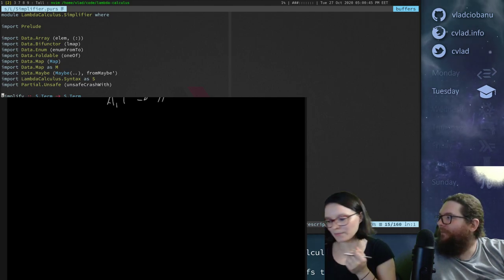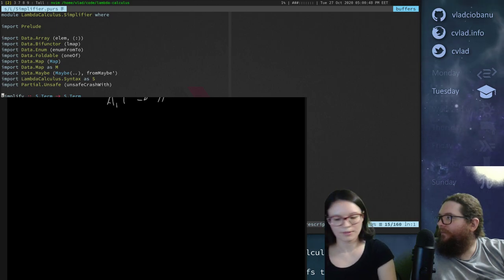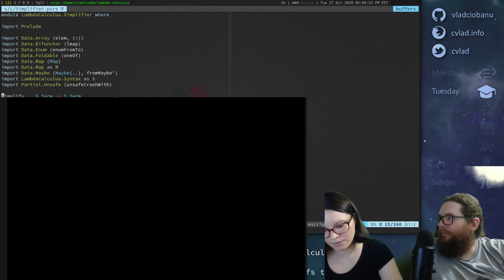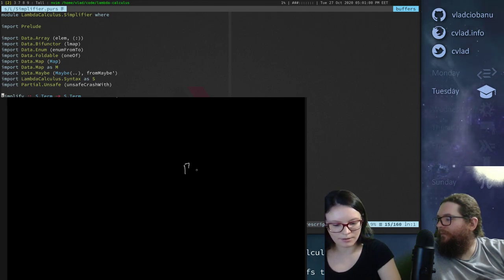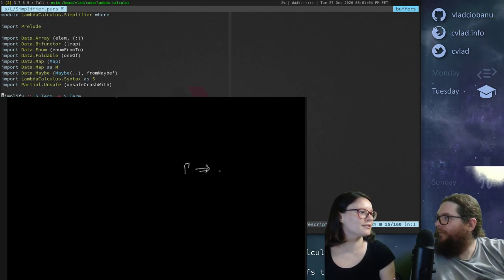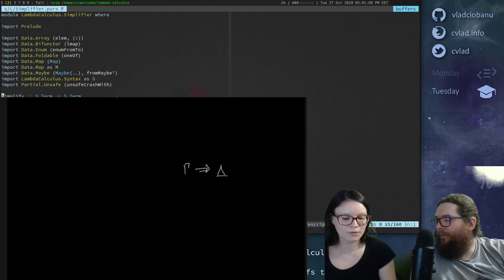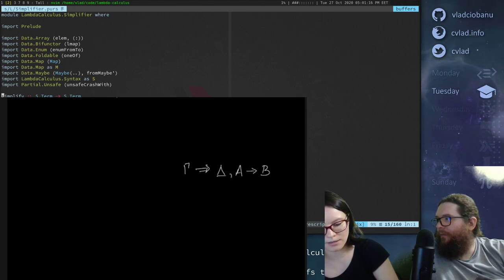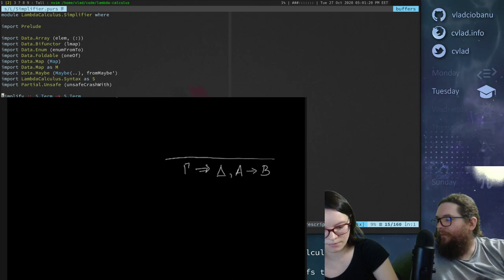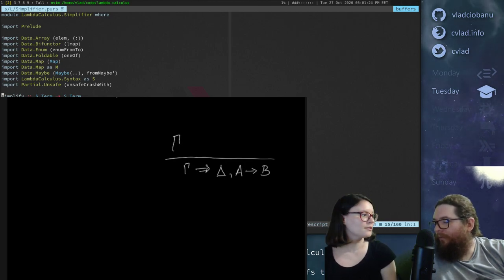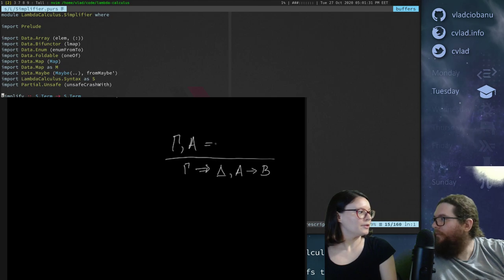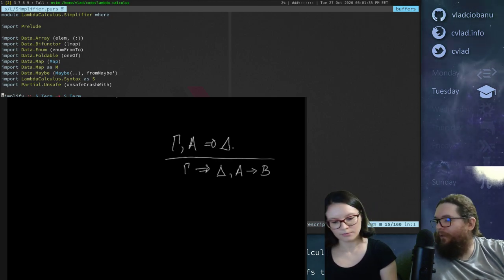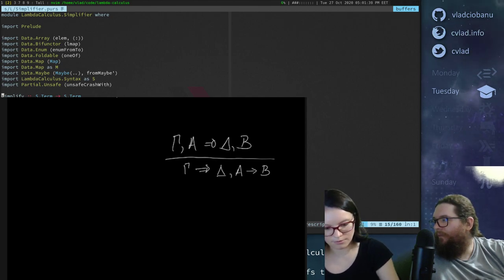So for implication, let's look at the right-hand rule, which is the easiest one. If I want to prove a sequent which has an implication on the right as a conclusion, I will try to prove the following sequent: I move this A into the hypotheses, and I try to prove this. This resembles what is called the deduction theorem, in which you move part of your implication to the hypotheses. Let's call this rule right implication.